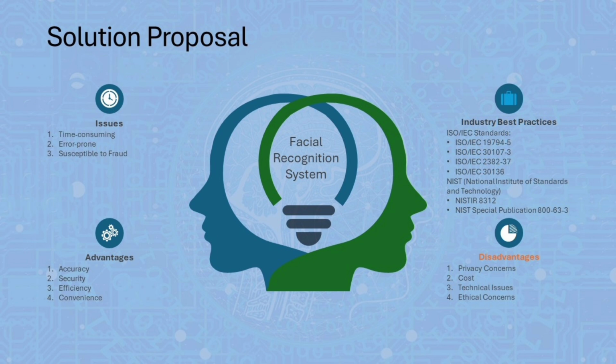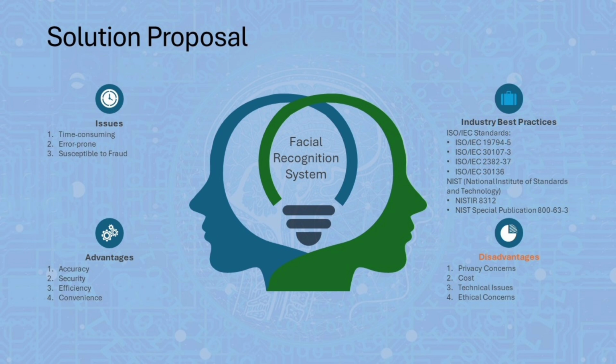The National Institute of Standards and Technology also has some guidelines and standards. The first one is NISTIR 8312, which provides benchmarks and performance metrics for evaluating facial recognition algorithms. The next one is NIST's Special Publication 800-63-3. It includes guidelines for implementing biometric systems, including facial recognition as part of digital identity verification.